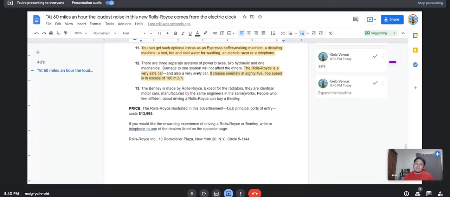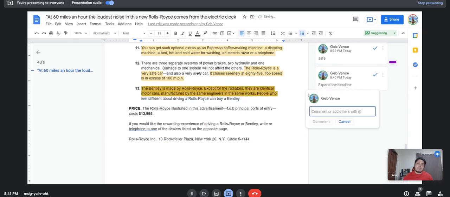The Bentley is made by Rolls-Royce, except for the radiators. They are identical motor cars manufactured by the same engineers in the same works. People who feel diffident about driving a Rolls-Royce can buy a Bentley. So basically, this area is giving you an option.